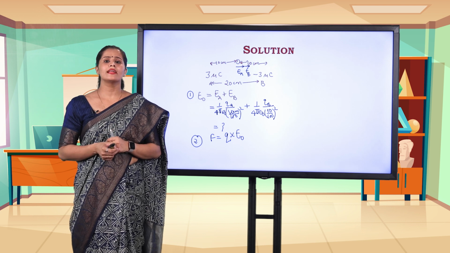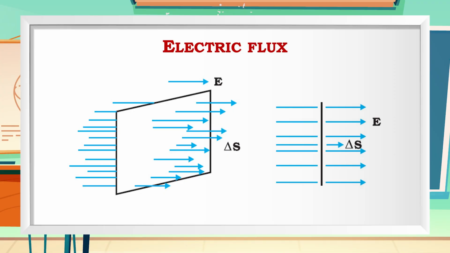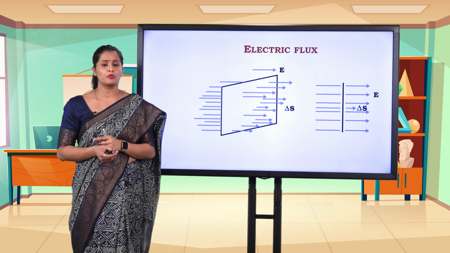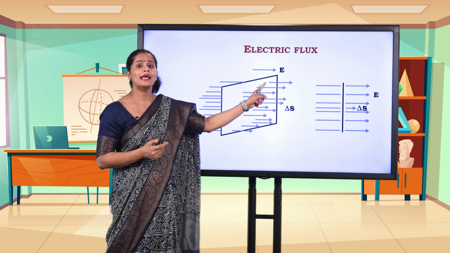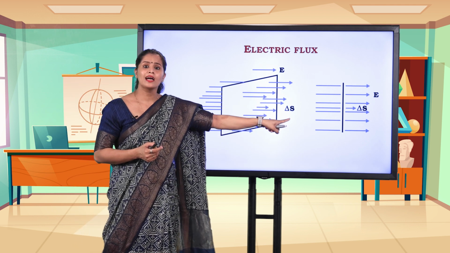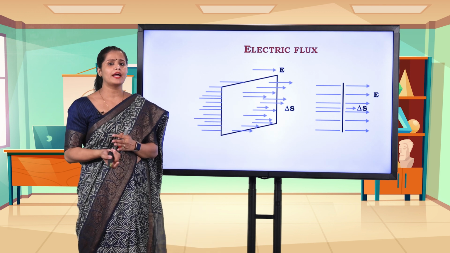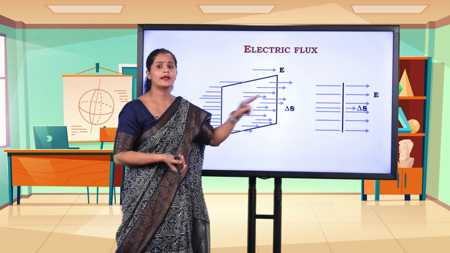Let us now discuss the next topic, that is electric flux. In the picture of electric field lines described above, we saw that the number of field lines crossing a unit area placed normal to the field at a point is the measure of the strength of the electric field at that point. This means that if we place a small planar element of area delta S normal to E at a point, then the number of field lines crossing it will be proportional to E into delta S.